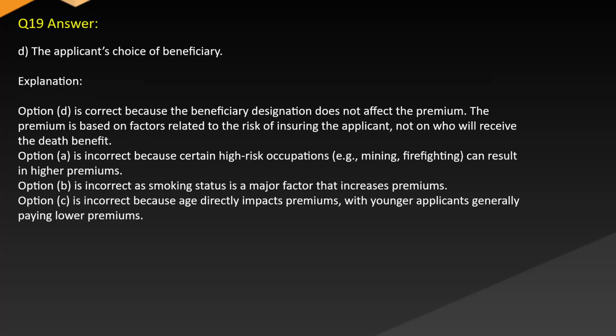Answer: D. The applicant's choice of beneficiary. Explanation: Option D is correct because the beneficiary designation does not affect the premium. The premium is based on factors related to the risk of insuring the applicant, not on who will receive the death benefit. Option A is incorrect because certain high-risk occupations, e.g. mining, firefighting, can result in higher premiums. Option B is incorrect as smoking status is a major factor that increases premiums. Option C is incorrect because age directly impacts premiums, with younger applicants generally paying lower premiums.